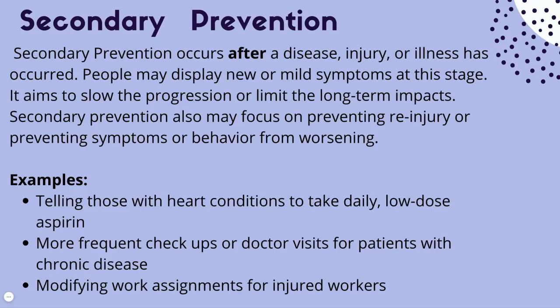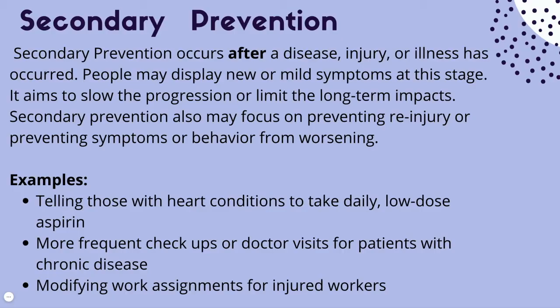So in secondary prevention, the biggest thing here is slowing and trying to limit the long-term impacts. Examples here: telling people with heart conditions to take daily low-dose aspirin. So here, the disease is already present. They have a heart condition. Doctors often tell them to take a low-dose aspirin to prevent or limit long-term effects.